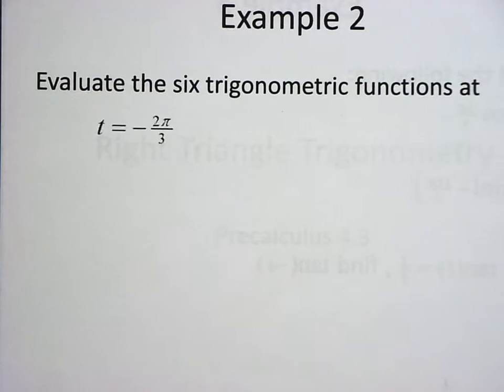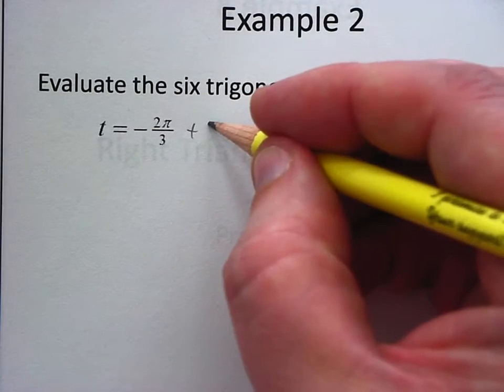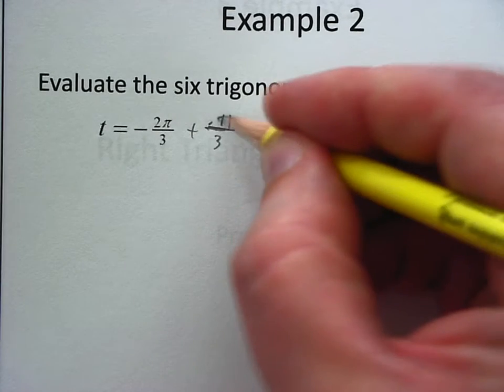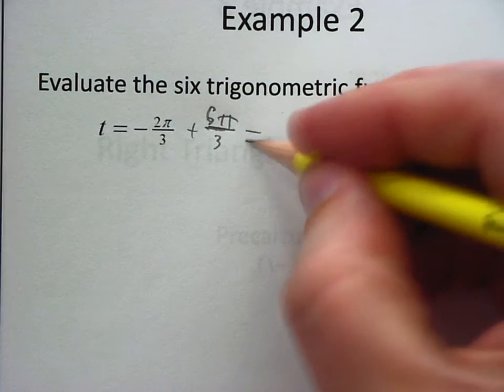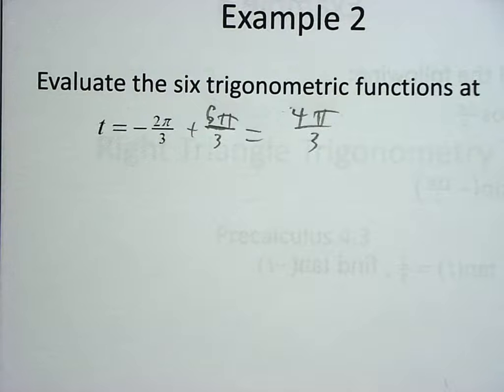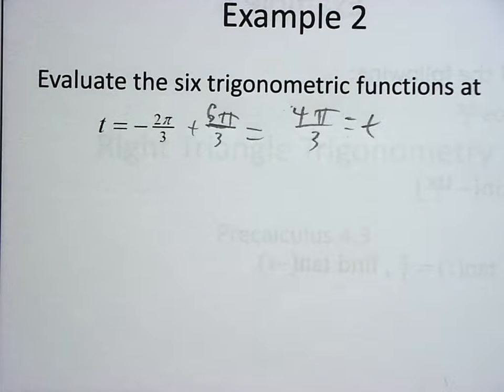Now, when you have a negative angle, you've got to think about it a little bit first. Usually what I'll do is find the coterminal angle for that and convert it. So the idea is I'm going to add 2 pi to it. When I add 2 pi, I'm actually going to add 2 pi converted so it's over 3. Well, that's going to be 6 pi over 3. So when I do that, that gives me 4 pi over 3. So if I do all those for 4 pi over 3, it's going to give me the same result as negative 2 pi over 3 would have.